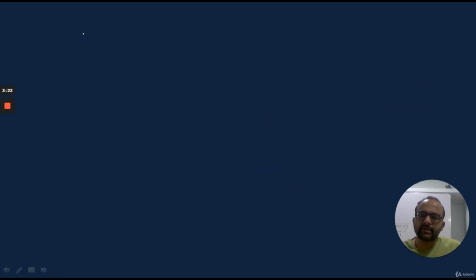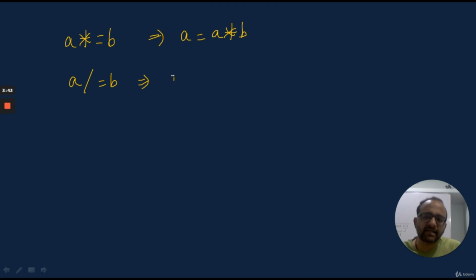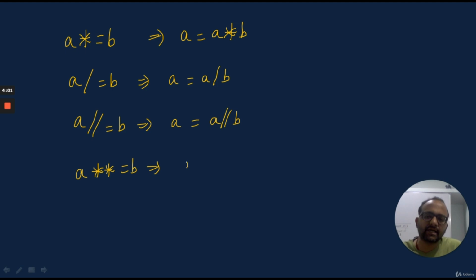Next we can also consider other operators just like this. Star equal to is used for multiplication. It means A star equal to B is evaluated as A is equal to A into B. Similarly, A slash equal to B is evaluated as A is equal to A slash B. A double slash equal to B is evaluated as A is equal to A double slash B. And A double star equal to B is evaluated as A is equal to A double star B.